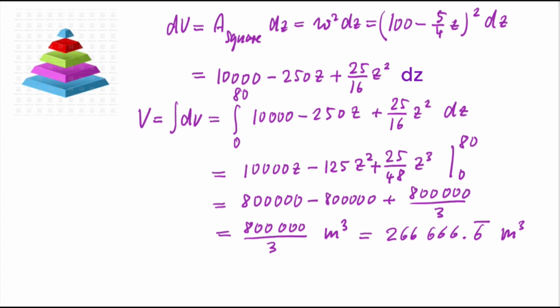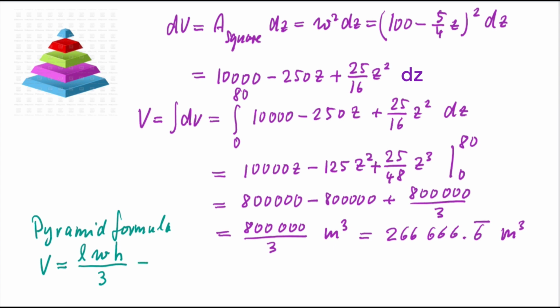For those people who know the pyramid formula, the volume is the length times the width times the height, and all this divided by 3. So let's also sub this in our formula. The width is 100, the length is 100, the height is 80, the 3 is 3, and so this is 800,000 thirds, and we get the same result. Okay, so the slicing method would be one method to prove that this formula is correct.